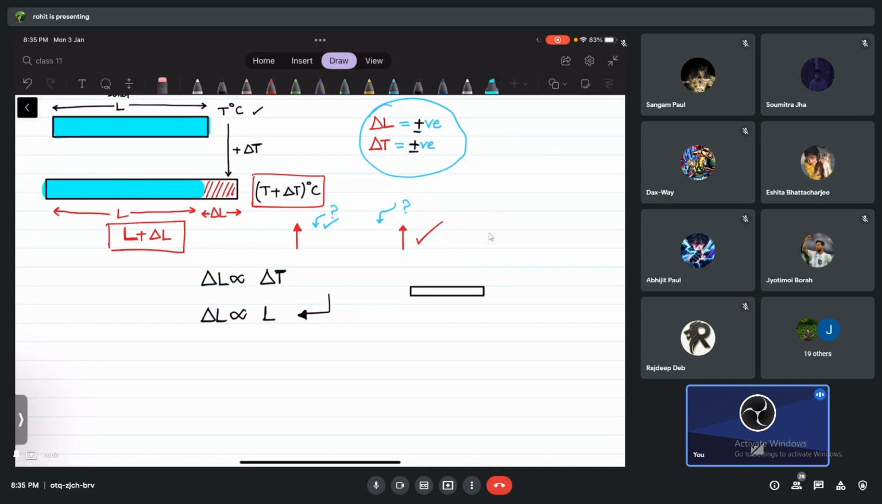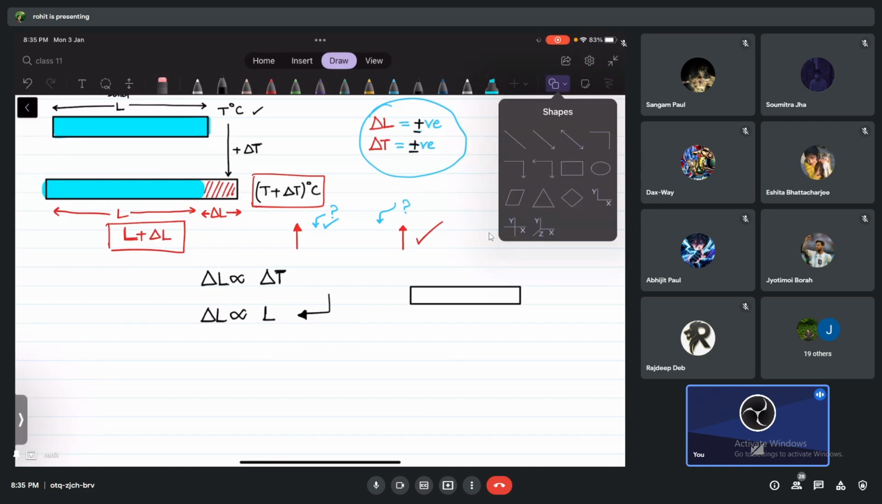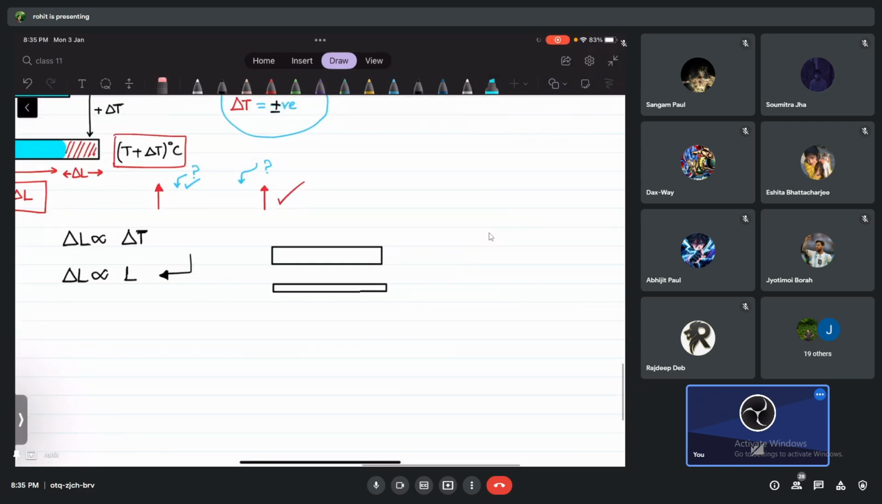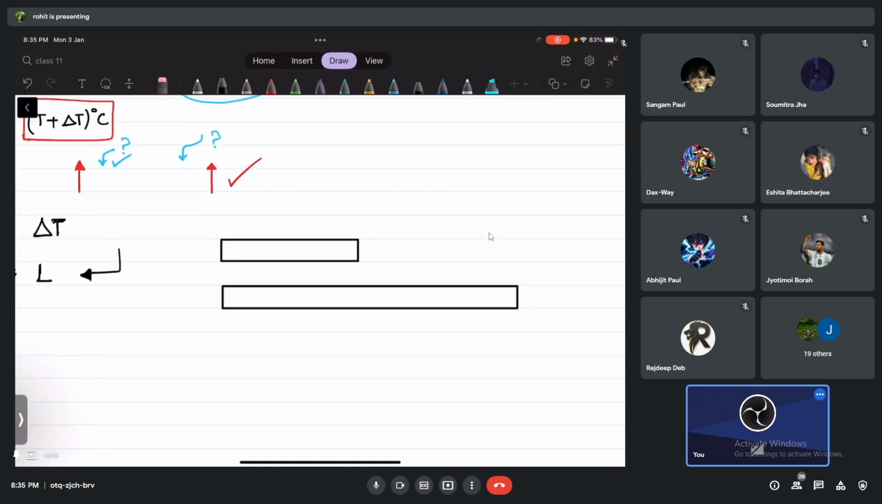Let me show you. If I start with a 10 centimeter solid, and in another case I start with a 20 centimeter solid, imagine I change the temperature of this by delta T and I change the temperature of this also by delta T. Same material, don't worry about the material right now. Now if the first is going to undergo an expansion of 0.1 centimeter, agreed? Makes sense, no? Expansion of 0.1. What do you think will happen to this one?